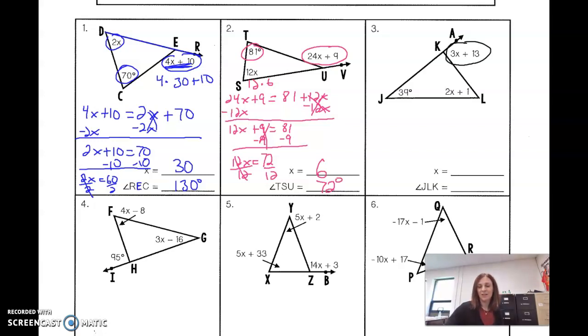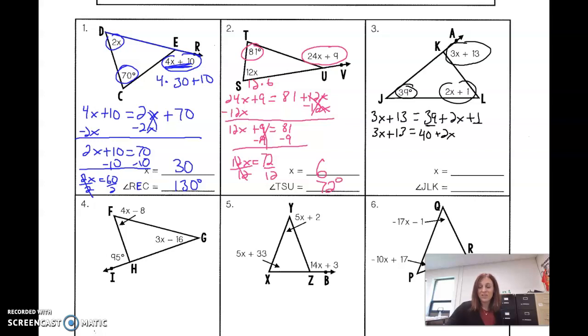Again, exterior angle, 3x plus 13. That has to equal the two interior angles that don't touch it, 39 and 2x plus 1. Add those together. Now let's simplify first. There's nothing to simplify on this side. That's 3x plus 13. But over here, I can simplify 39 plus 1. 39 plus 1 is 40.